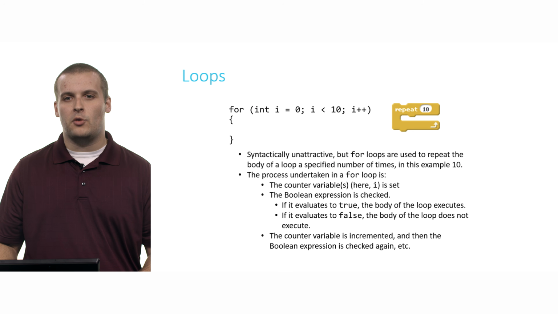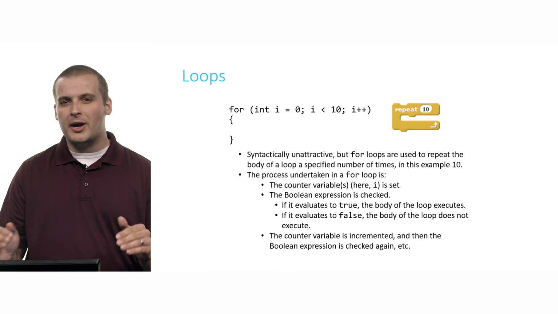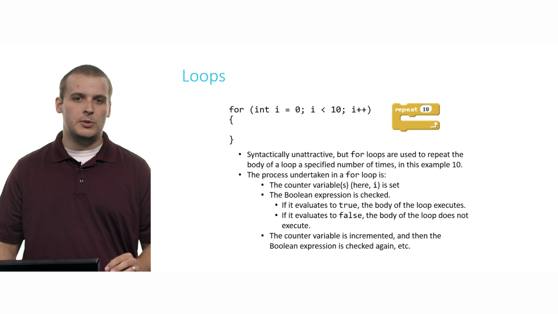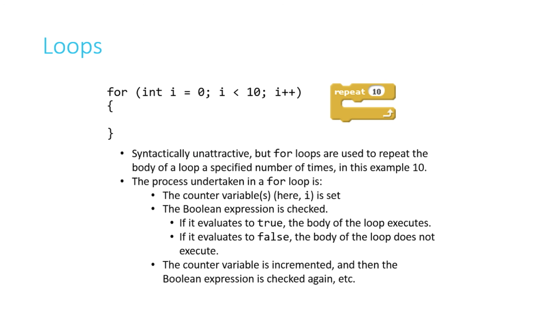Lastly, we have a for loop. For loops are kind of syntactically unattractive, and there's a lot going on here, so bear with me as we try and break these pieces apart. Generally, the use case of a for loop is you want to repeat something a specific number of times. In this example, I have the repeat block from Scratch, which is analogous to the for loop in C, repeating something 10 times. And the for loop on the left there would do the same thing. This would go 10 times. We're counting from 0. We increment i each pass through the loop, and we keep doing that as long as i is less than 10.